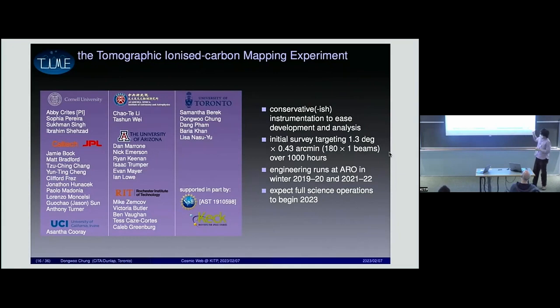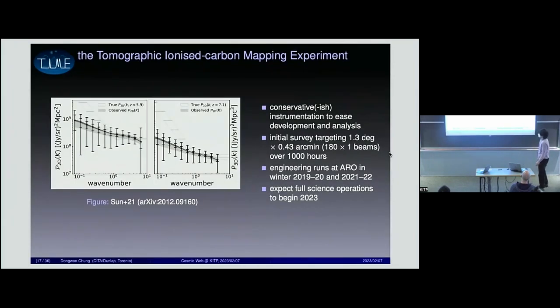The initial survey is also somewhat conservative. It's a degree long by a beam wide. So you're really surveying this 2.5 dimensional slice of redshift space over this sort of nominal 1,000-hour program. And at the end of that, you basically expect reasonably significant detections of the C2 power spectrum at redshift 6, redshift 7. So this experiment is progressing. We are going to operate from the Arizona Radio Observatory at Kitt Peak, where we've undergone some engineering runs already, including just this last winter. And we expect full science operations to begin later this year.